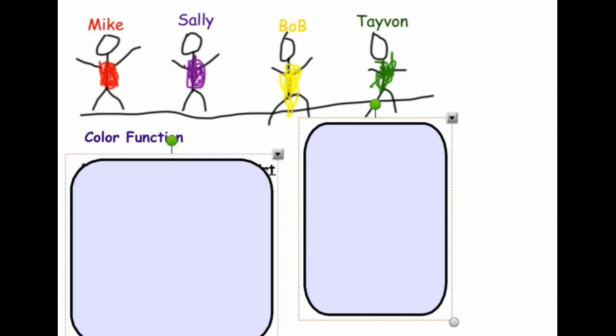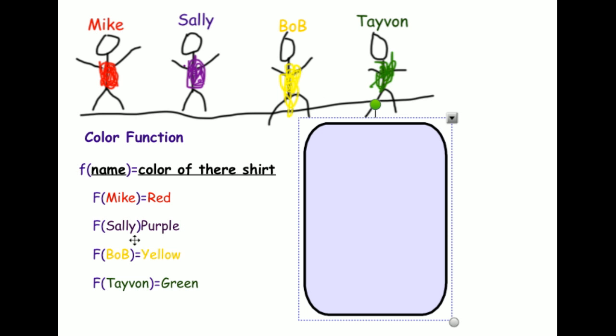Let's pretend I have a color function. The way the color function works is you tell me the name of the person, and then I'll tell you what color shirt they have on. So if I put in Mike into this color function, what will I get out? If you said red, then you are correct. In fact, if I put in anyone's name, it just tells me what color shirt they have on. That's the way the color function works.